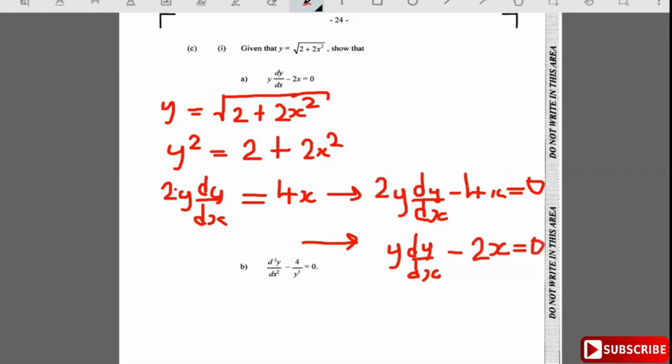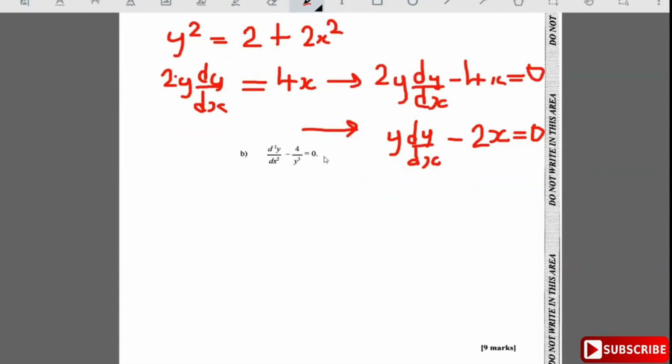All right, now the second part says show that d2y by dx squared minus 4 over y cubed is 0. Now, since we have this, I'm going to do implicit differentiation again. It is keep the first times the derivative of the second, y double prime. Y double prime just means the second derivative. Plus keep the second, which is y prime, times the derivative of the first, which is 1, minus differentiate 2x, now you get 2, and that is equal to 0.